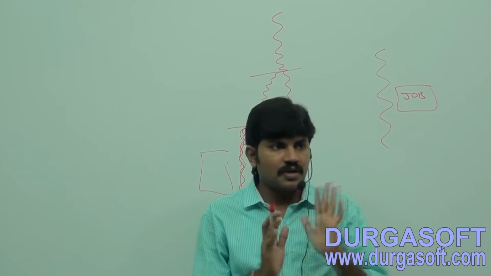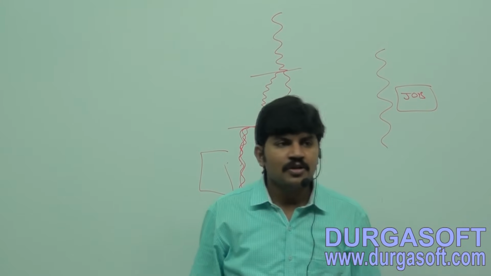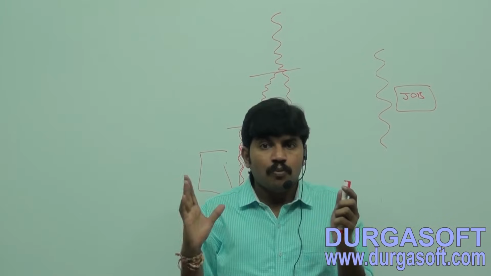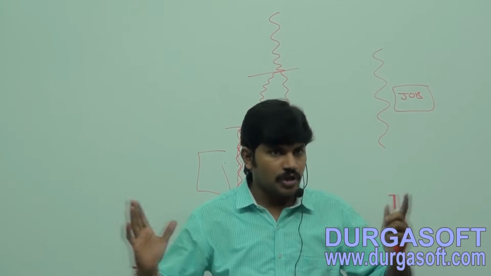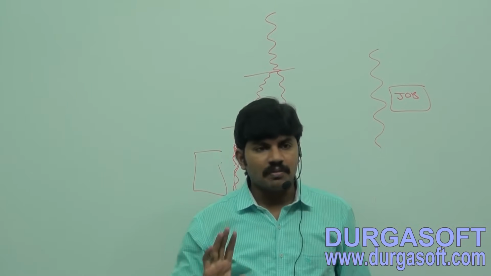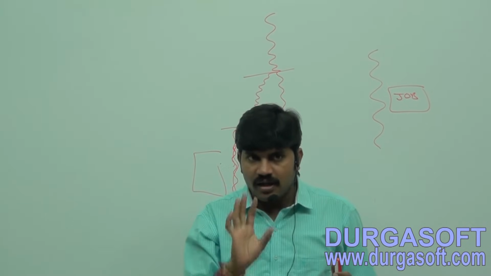Suppose I have 2 independent jobs. Then how many threads are required? 2 threads are required. Both the threads are going to execute simultaneously. Both are going to perform those jobs simultaneously. Within less time, the overall job is going to be completed. Are you able to understand? So what is a thread? You should have clarity on this first.